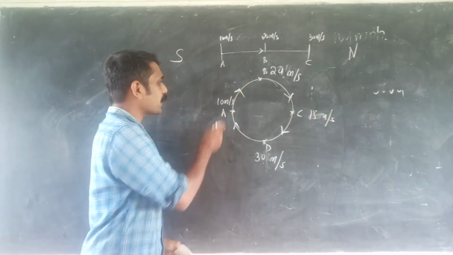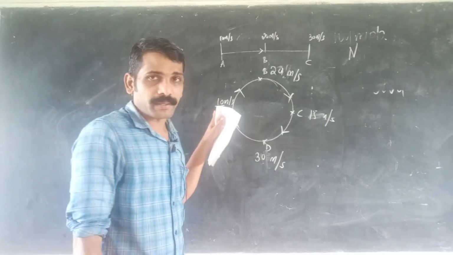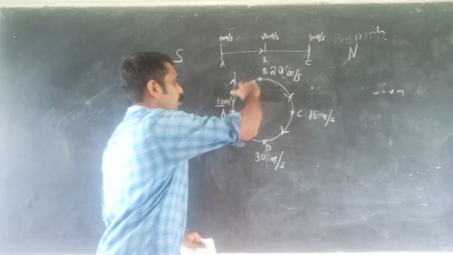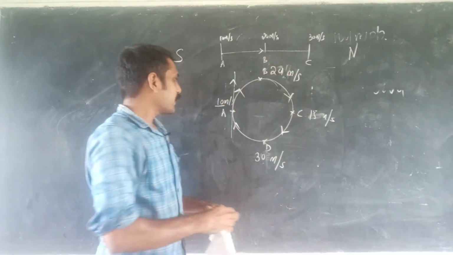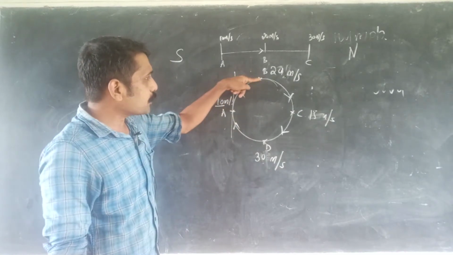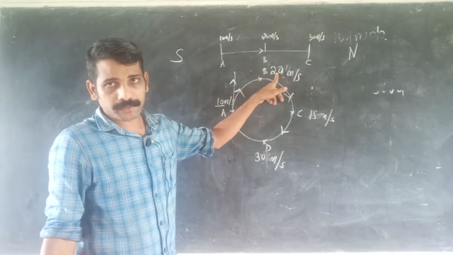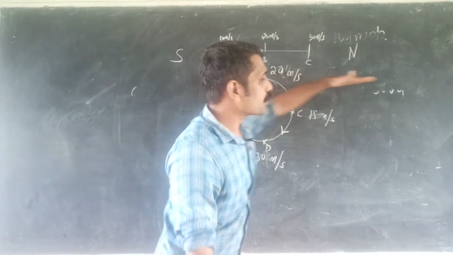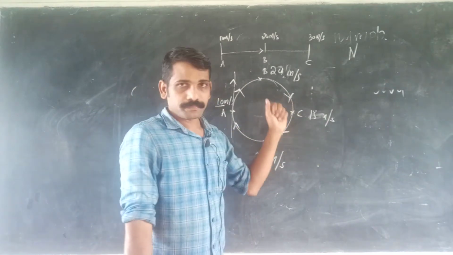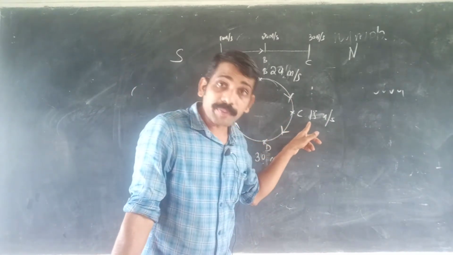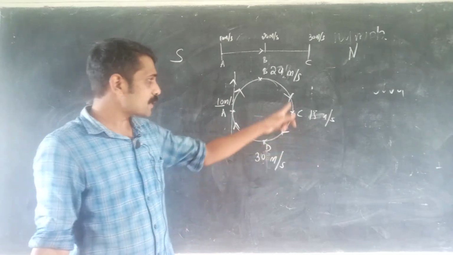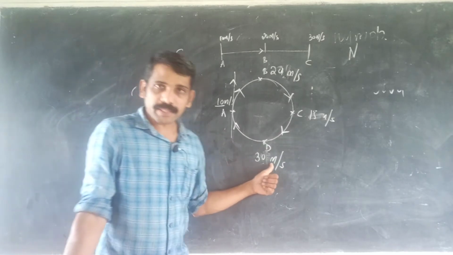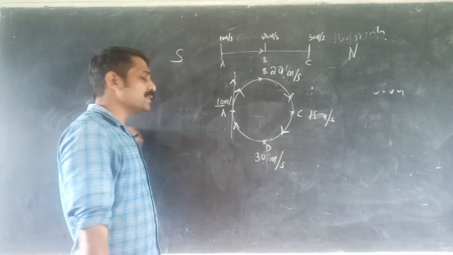Here, what is the magnitude at A? 10. Isn't it? Direction is what? Upward. Suppose the object is moving in this way. At B, what is the velocity? 20 meter per second. Velocity changes, so magnitude changes. What is the direction? Towards right. At C, what is the magnitude? 15 meter per second. Magnitude changes. Direction is what? Downwards. At D, what is the magnitude? 30 meter per second. And what is the direction? Towards south.